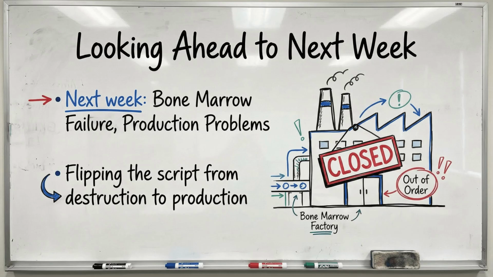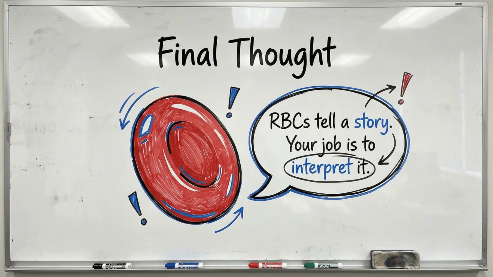But before we go, I have one final thought for you. I'll leave you with this final thought, a mantra to carry with you. Every single red blood cell on that slide, whether it's perfectly normal or wildly distorted, is trying to tell you a story. It's a narrative of its life, of its struggles, and of its demise. As histotechnologists, your profound responsibility is to listen intently to that story, to look closely at every detail, and to interpret it accurately. Your careful observation and understanding are crucial for patient care.